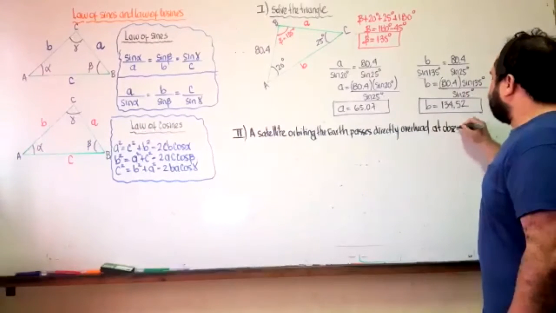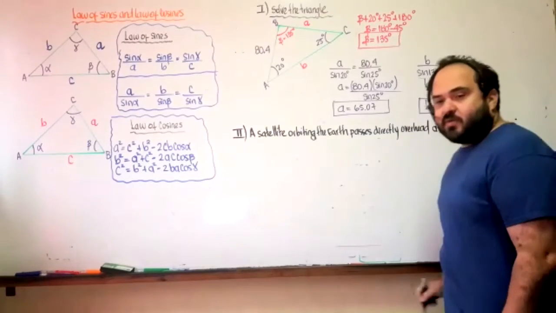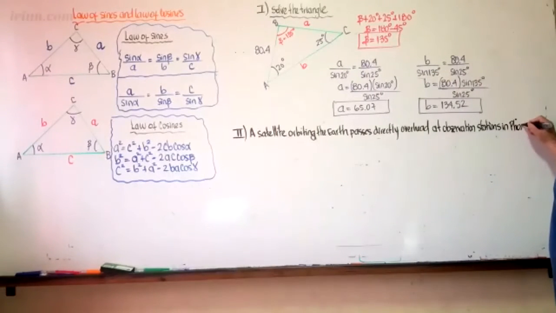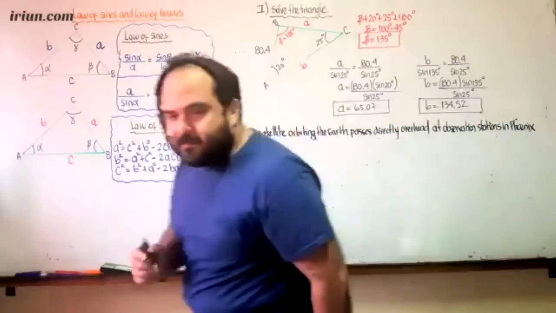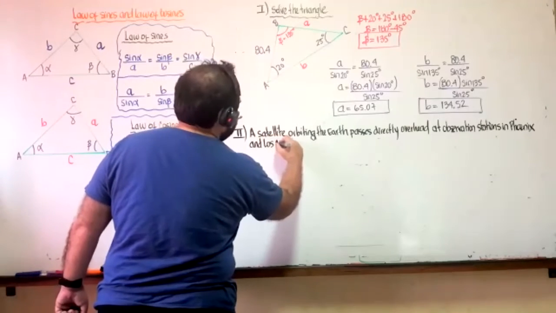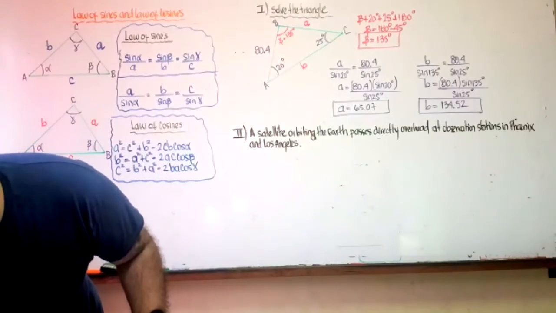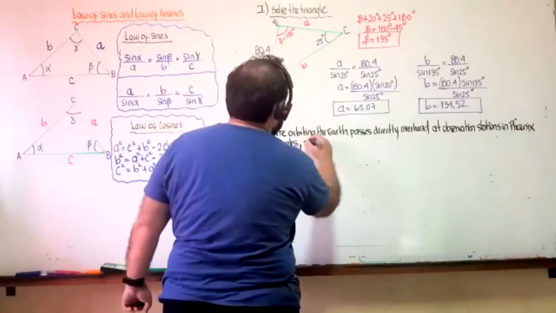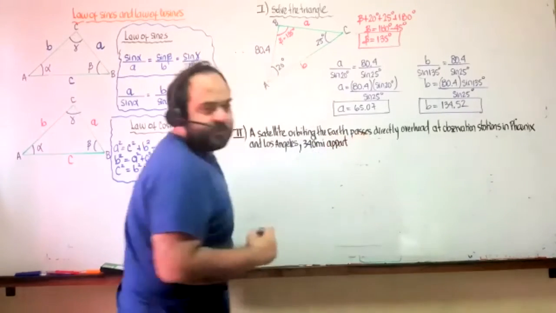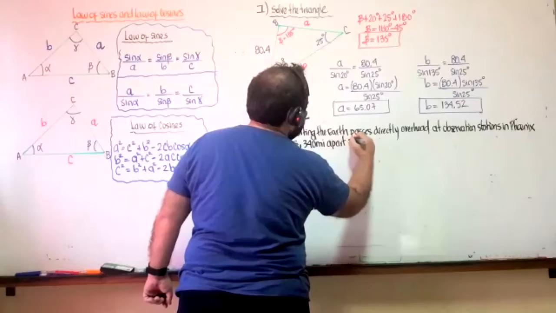Observation stations in Phoenix and Los Angeles, 340 miles apart.